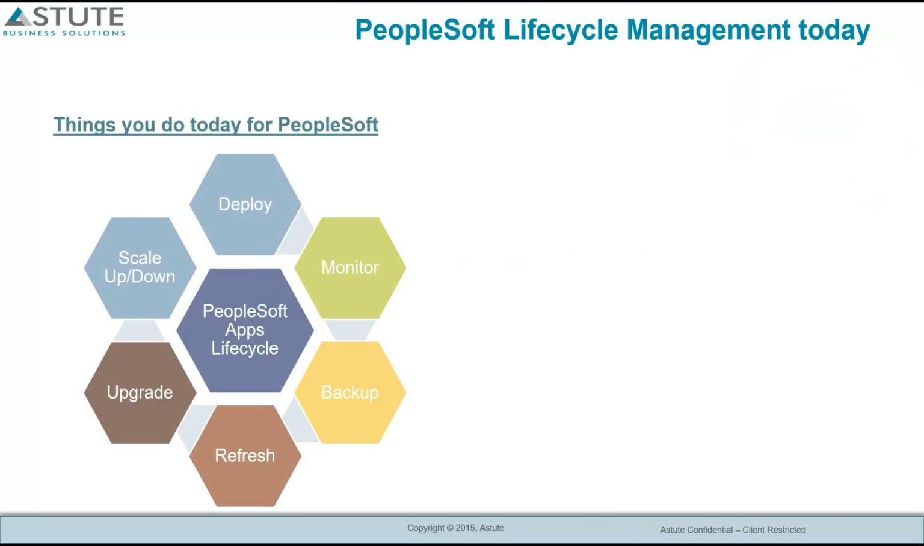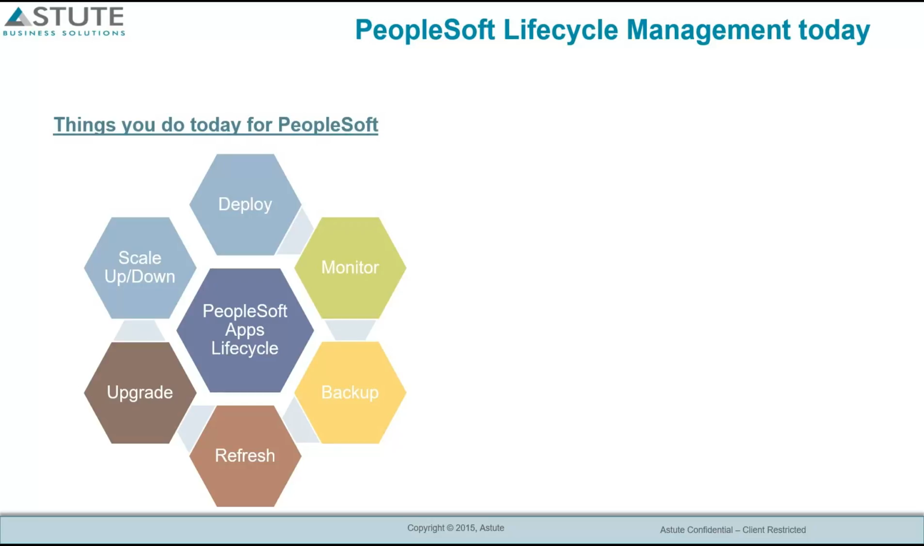You have to deploy instances, you have to monitor them, you have to back them up, maybe you have to restore them from backup once in a while. You have to do refreshes, so from production on down or copy dev to test or however test to dev. And then every once in a while you may do an upgrade. If you're already on 9.2, you're not going to do a major release upgrade, but then you're going to apply PUM images every so often, so you want to know how to do that.